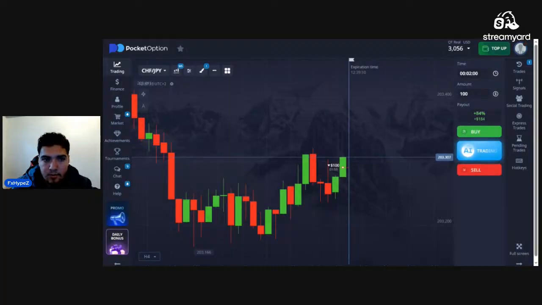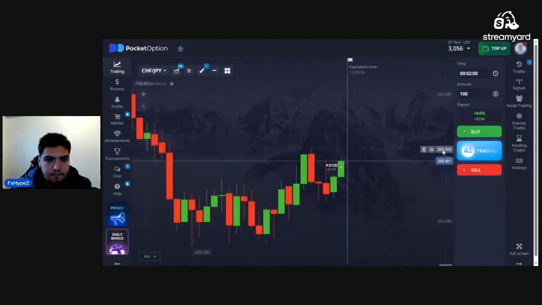But CHF JPY has pushed up here as expected. It makes sense to me why the price is going up. But the AI has made some pretty good calls so far.